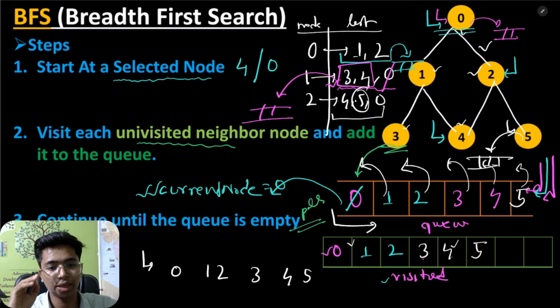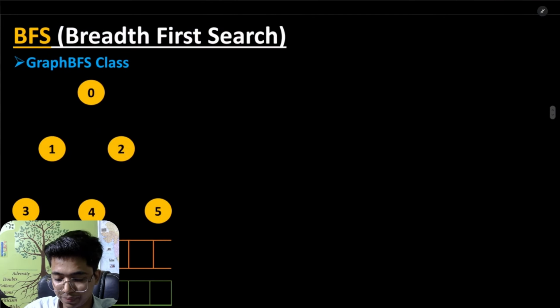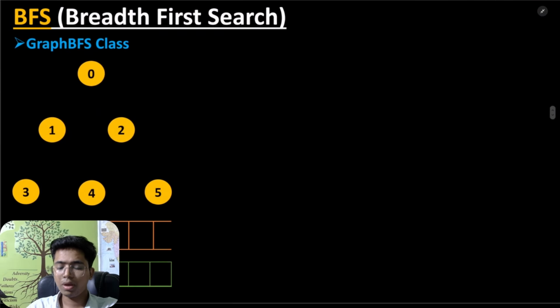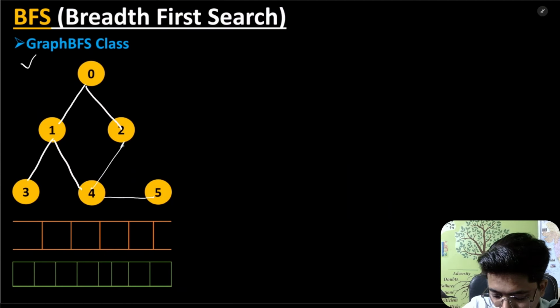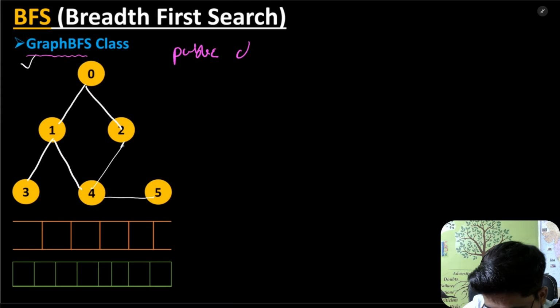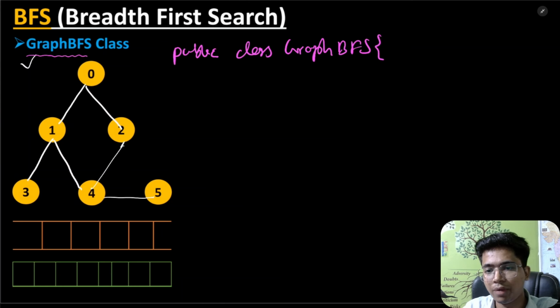Now let's implement it with the help of programs. So whenever we implement a class like this, first we'll be naming the class as GraphBFS, the same name we have used here. So public class GraphBFS. First we'll be creating this class file in Java.